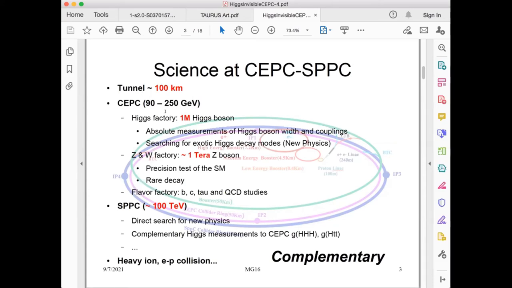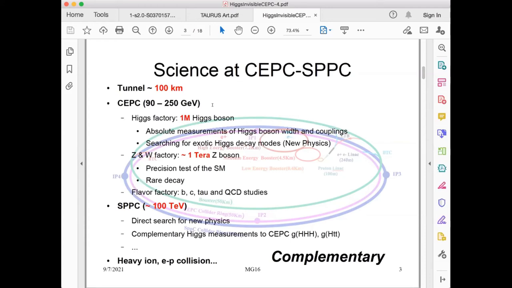In the electron-positron collision phase, the CEPC will deliver 1 million Higgs bosons, nearly 1 tera Z bosons, and 100 million W bosons. It also has the capability to be upgraded to the top threshold, so it can also produce roughly 1 million top quark pairs if we upgrade the center-of-mass energy from 240 GeV to 360 GeV.